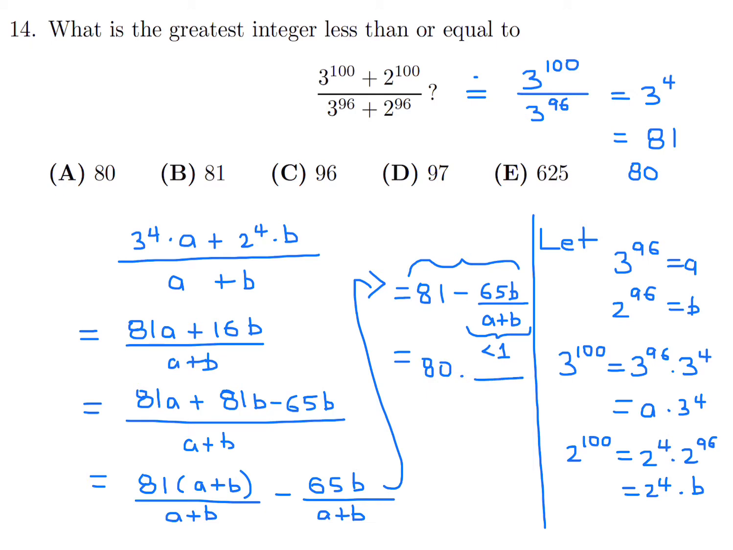So there you go. They're asking, what is the greatest integer less than or equal to that? Well, the greatest integer less than or equal to 80 point something would be 80. So hopefully that's a little bit more convincing of a solution. So number 14, the answer is A.